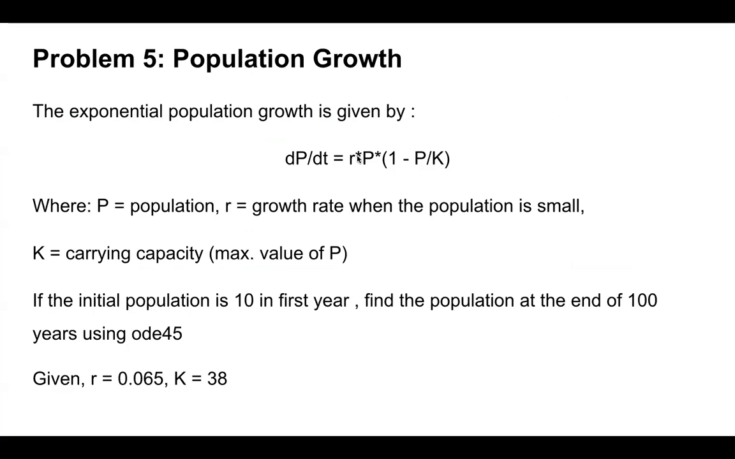So this is a question. We have a population change with respect to time. This is a function Rp times (1 minus P by K), where P is the population, R is the growth rate, and K is the carrying capacity. When t equals 1, the first year, your population is 10. We have to calculate the population at the end of 100 years, at t equal to 100. The constant R value and constant K value are given to you.